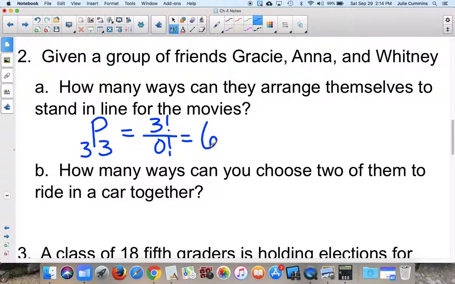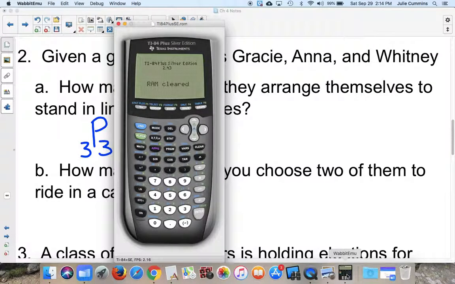Now, you can do this in your calculator. Let's see if I can get the calculator to behave. Nope, does not want to behave today. Let's try it here. There we go. Okay. So 3 permutation 3. So we're going to click 3 in the math menu, go over to probability, down to permutation, and 3. It will work on the TI 30s as well. You put in 3, you go to the probability menu, arrow over till you get permutation, and then hit your other 3. So you get 6 as well.